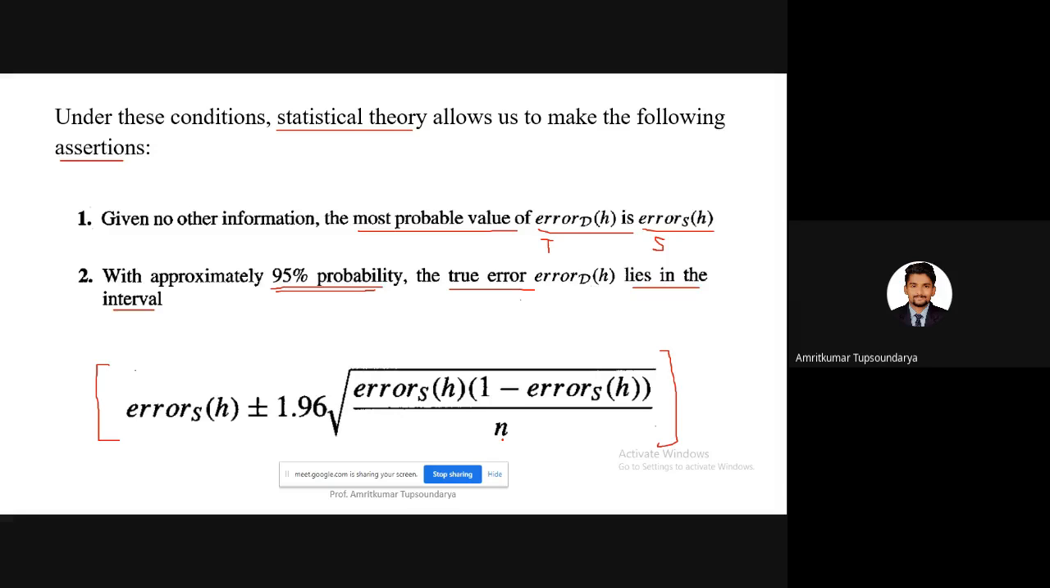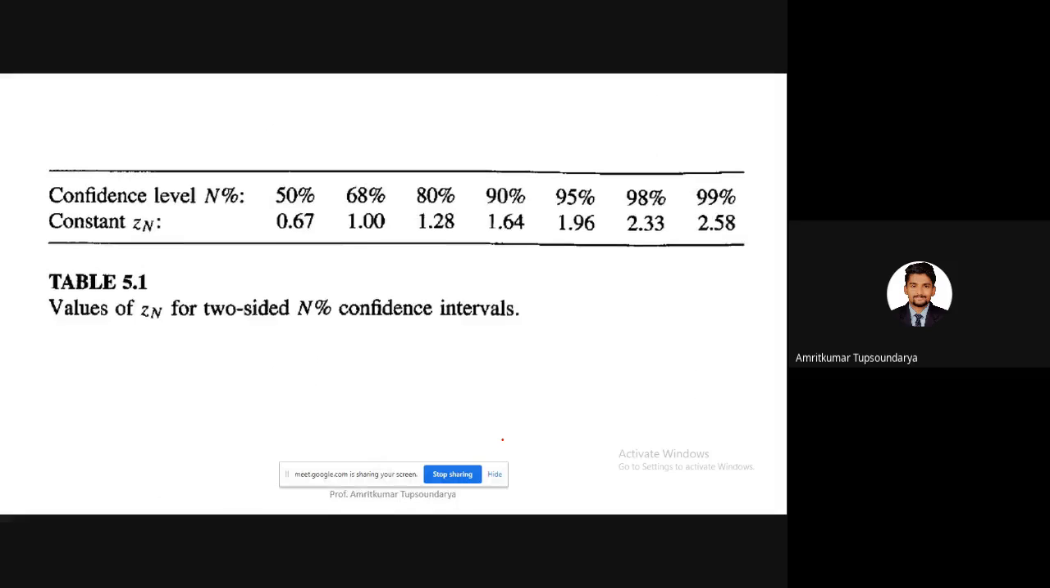Right. So with this, let me show you a table here. In this particular table, as you can see, we have two parameters: the confidence level, let's name it n percentage, where n is any number for the confidence level, and the constant Zn for that particular level n. So the constant Zn and the confidence level n percentage is what you see here in the table.